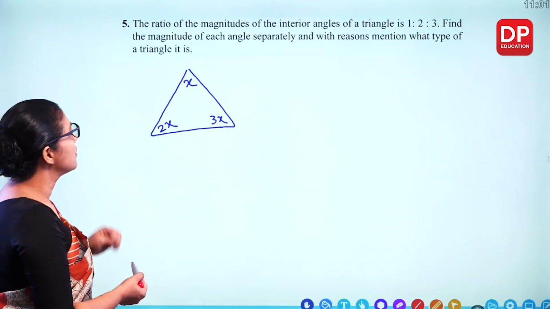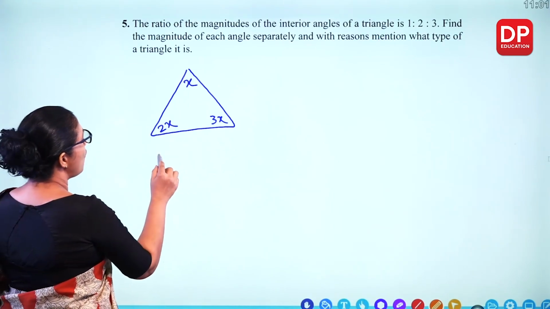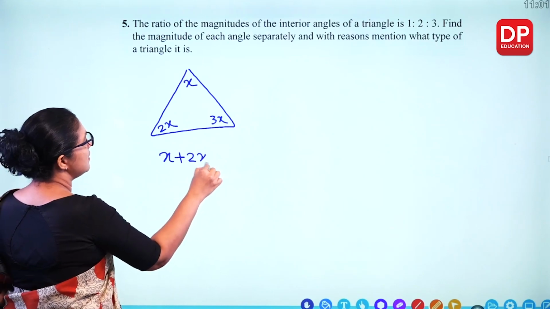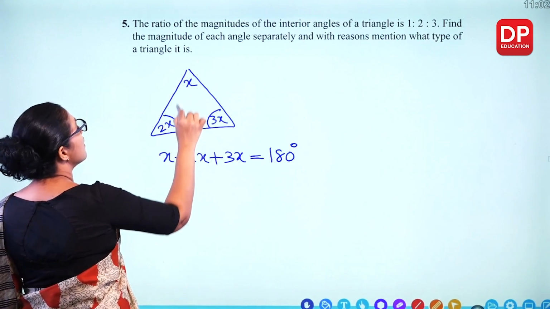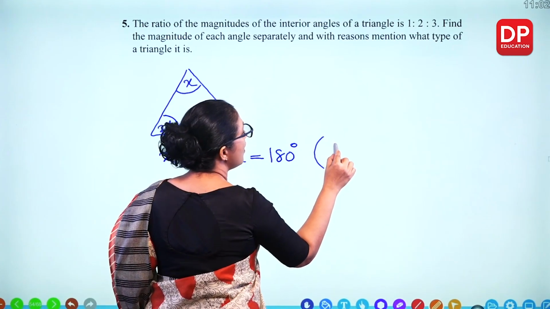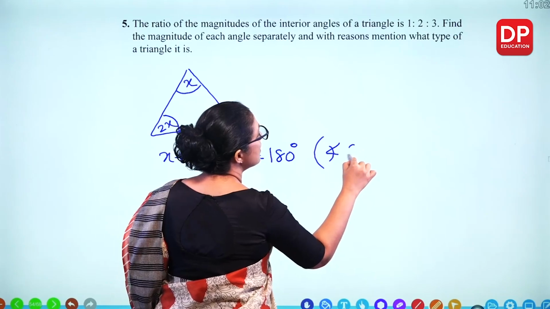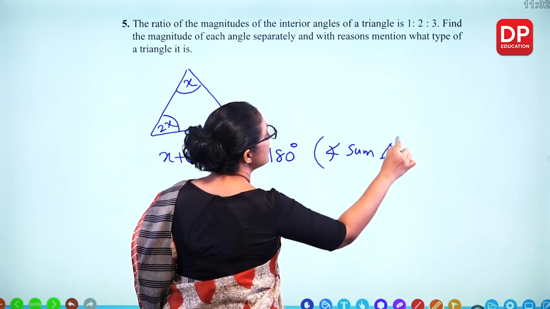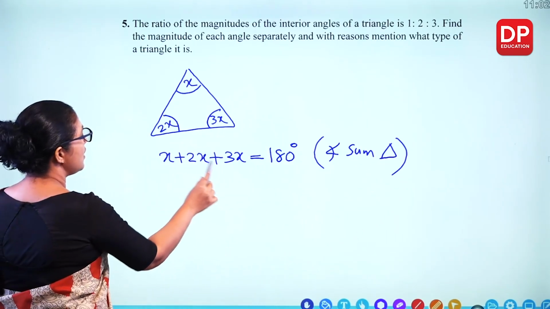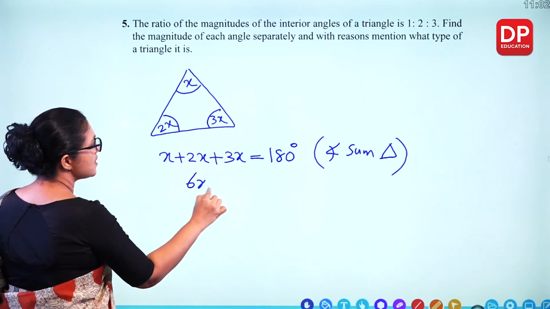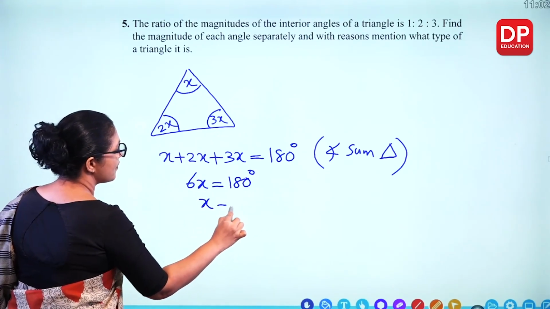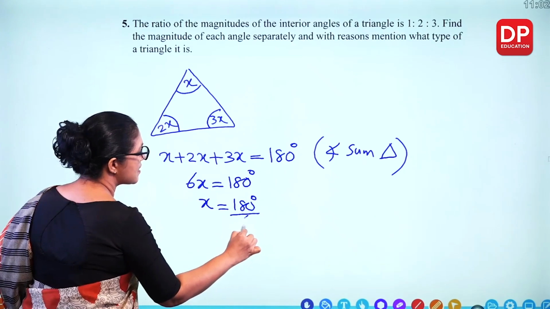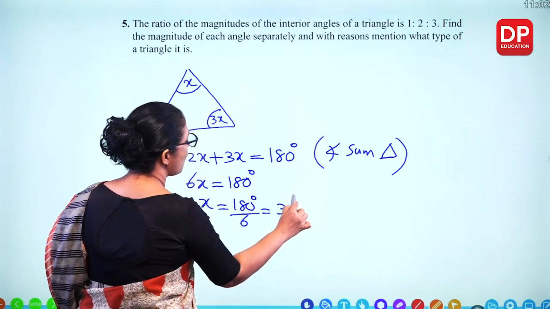So we'll find out the sum of angles in a triangle is equal to 180. So, sum of angles in a triangle: 3 plus 2, 5, 5 plus 1, 6x equals 180. So what's x? You have to divide this by 6. You get 30 degrees for x.